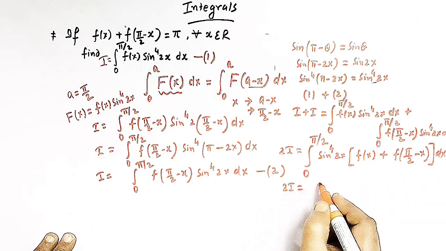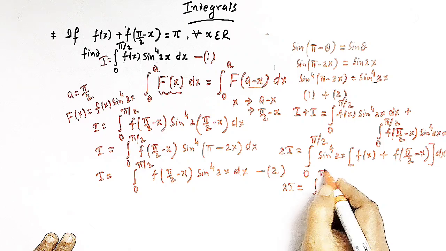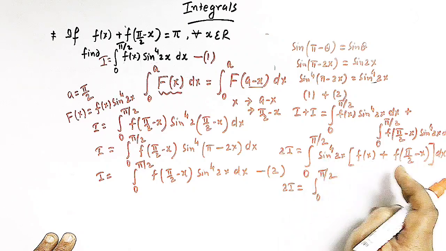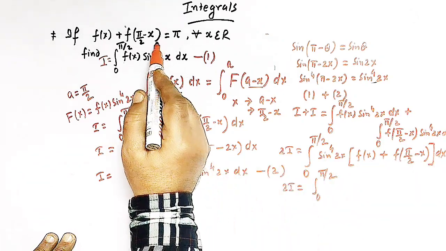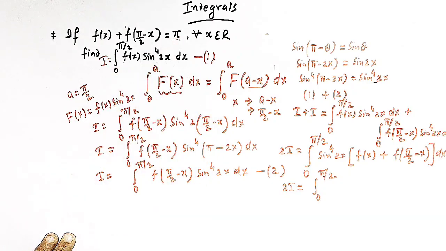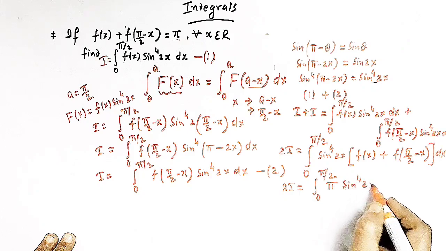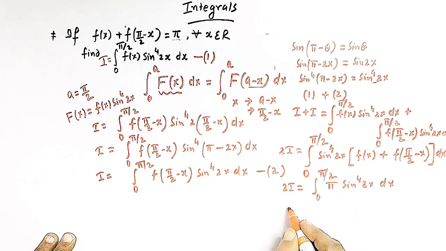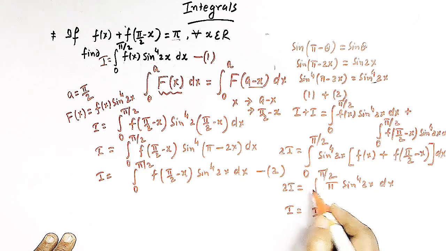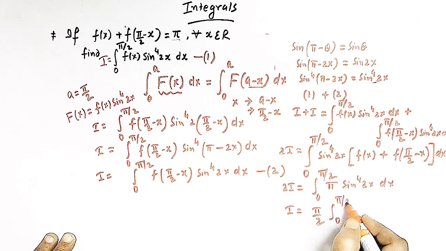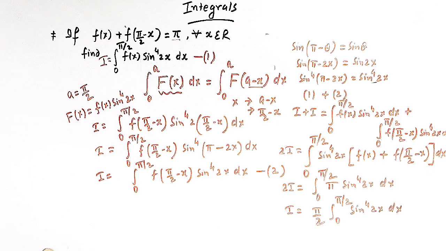So 2I is equal to the integral from 0 to pi by 2, and here f of x plus f of pi by 2 minus x is equal to pi, right? So we have pi times sine 2x raised to 4 dx, and we can now write I is equal to pi over 2, taking pi outside the integral, times the integral from 0 to pi by 2 of sine 2x raised to 4 dx, right? So let us call this integral number 3.